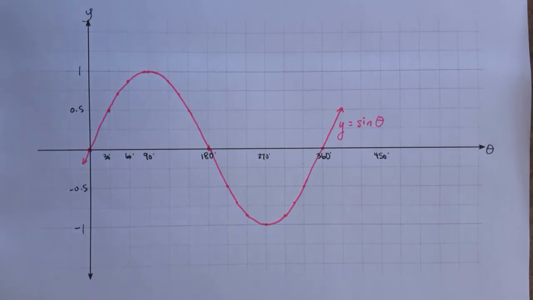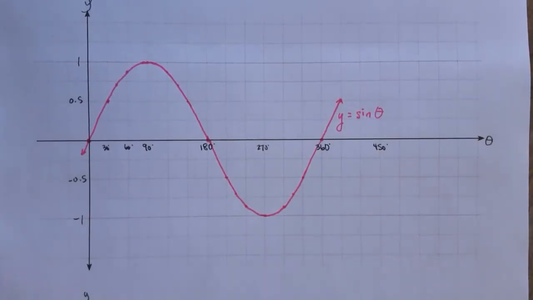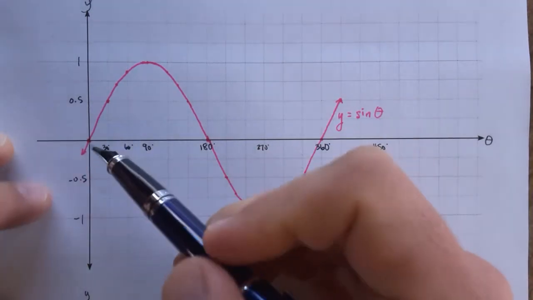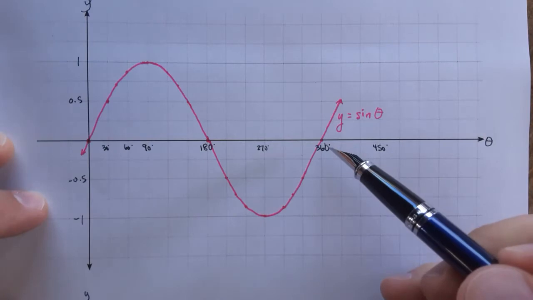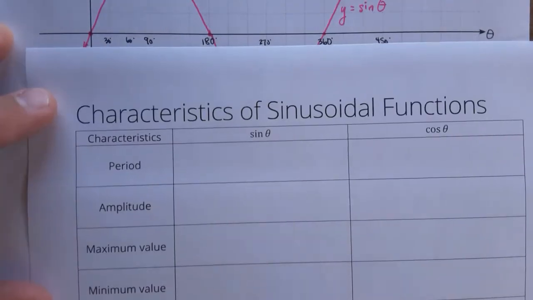So I have a chart that I'm going to fill out with a bunch of characteristics, and I'm going to flip it onto the screen as we go here, so please bear with me because I can't show you both things at the same time. So first of all, notice that the function repeats when we get back to 360, so that means the period of it is 360 degrees.